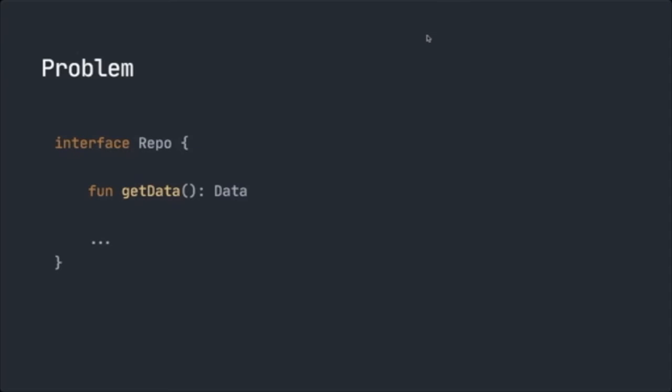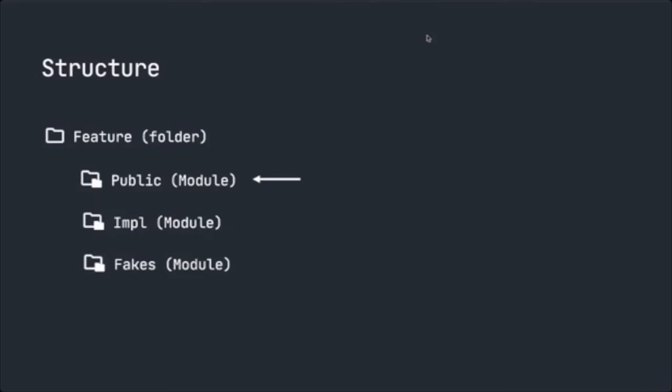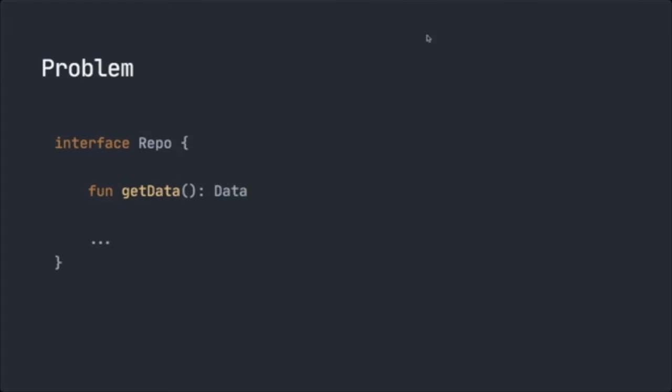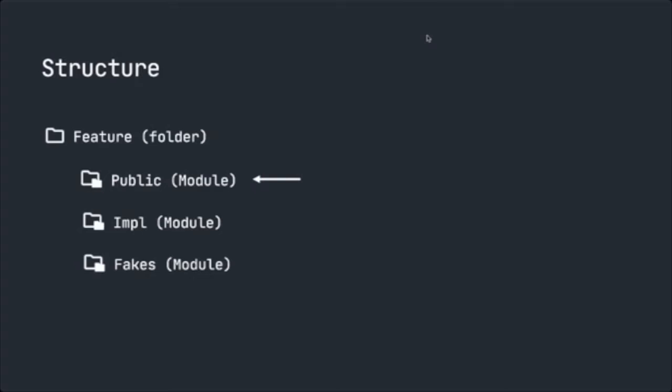To create fakes, what you could do is create an interface. In this example, you have a repo that gets data. So where do you place the actual implementation and the fake for this? What structure you follow depends on your use case, but here's an example where each of your features is a folder. In there, you have different modules like public, impl, and fakes. In public, you would have your interfaces. In impl, you have the actual real implementation. And then you have your fakes in your fakes module.